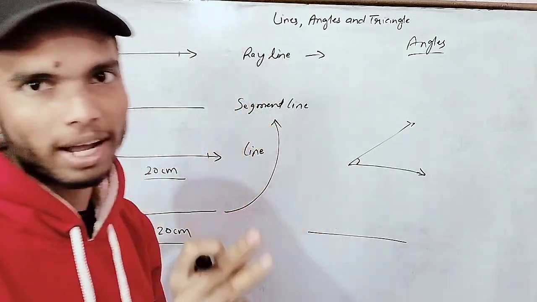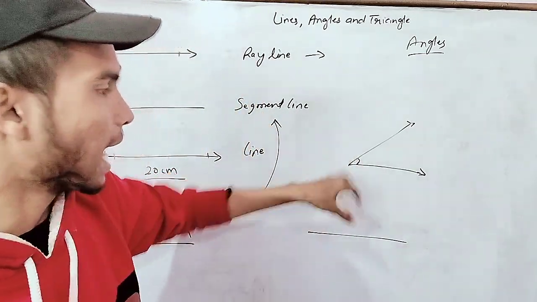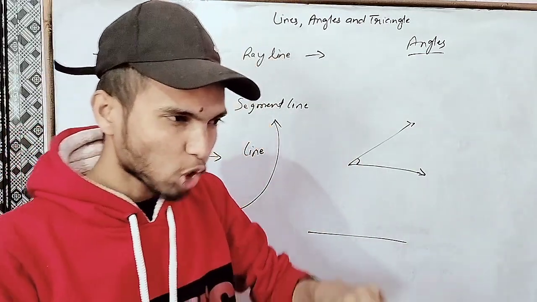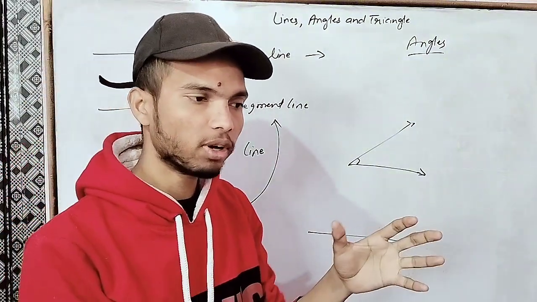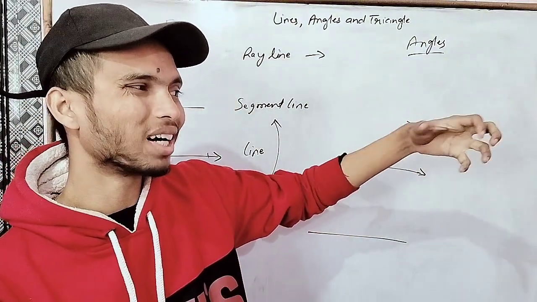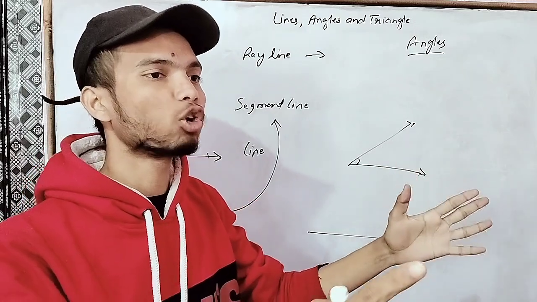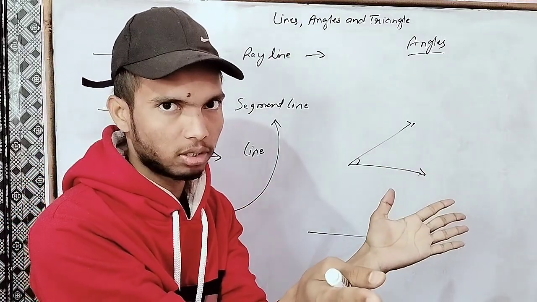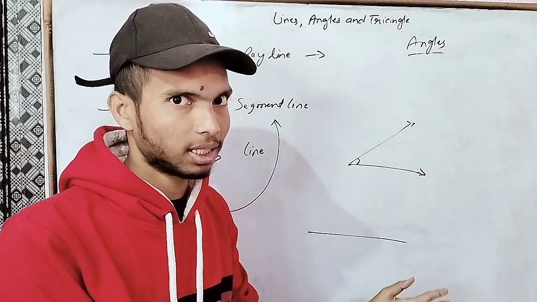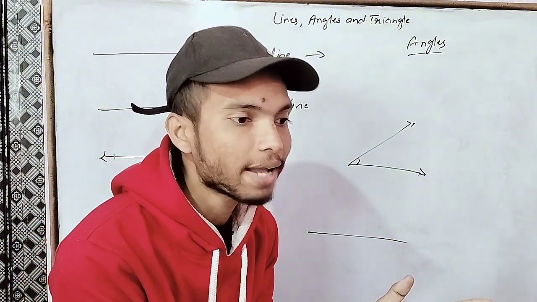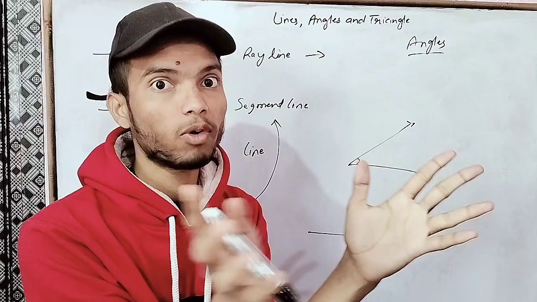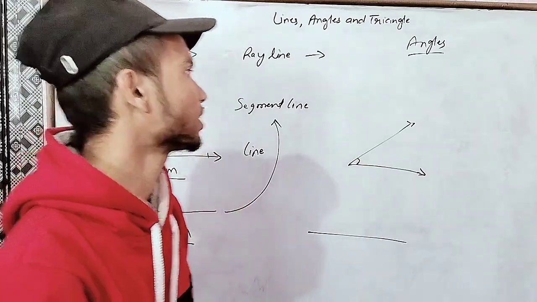Now, what is the meaning of an angle? Angle tells us the rotation from one point to another point. How much is the rotation mathematically? This is a measure of angle. Do you understand?